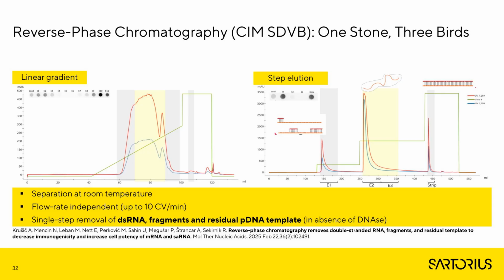We can scale to 8-liter column volume, no problem, reverse phase purification in step with high recovery to remove double-stranded RNA, but also fragmented RNA and even residual templates. We can actually replace DNase treatment in mRNA process with reverse phase chromatography. This is also published. I invite you to read the paper.